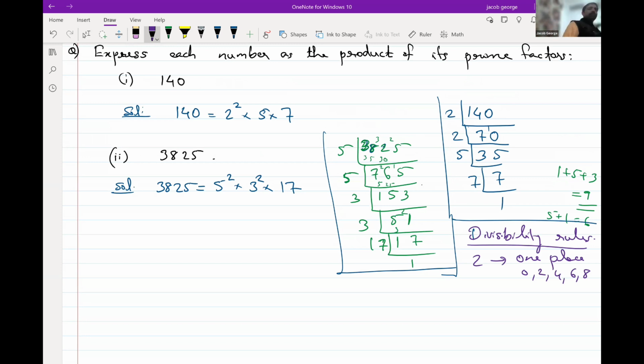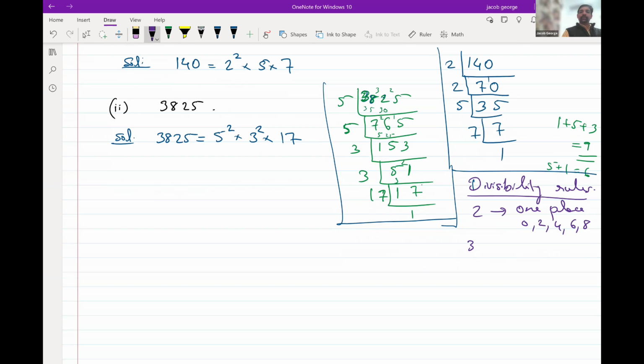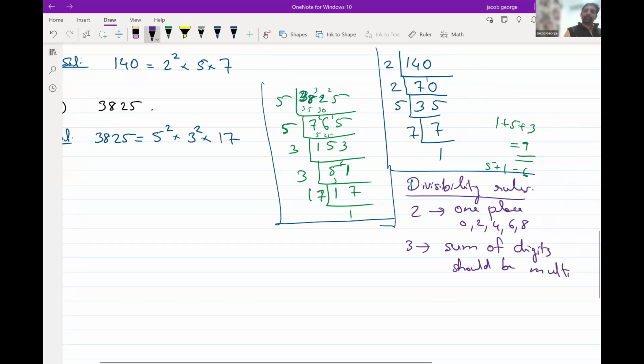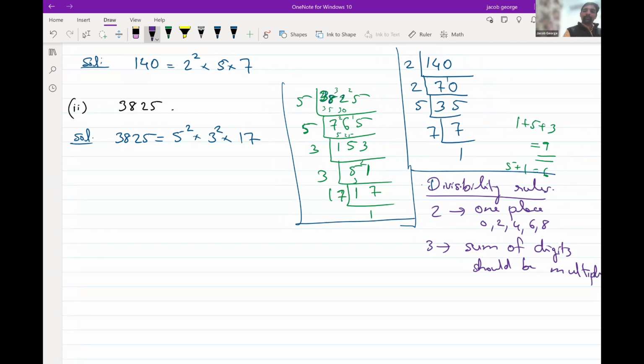Even number. Now, divisibility by 3 is like the sum of digits. Sum of digits must be a multiple of 3. So that one we checked in the above problem, right? 153. We checked that one. Sum of digits is a multiple of 3. Divisibility by 9 is also the same.